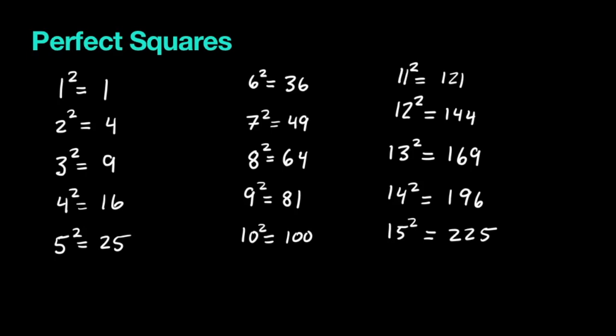Something that I want you to remember though is that negative numbers can also give you perfect squares. Because if you have negative 6 times negative 6, that's going to give you a positive 36. So 36 is a perfect square from the product of 6 times 6, or also negative 6 times negative 6.